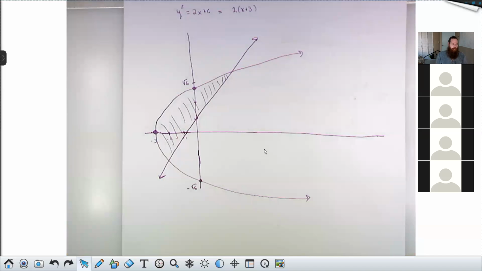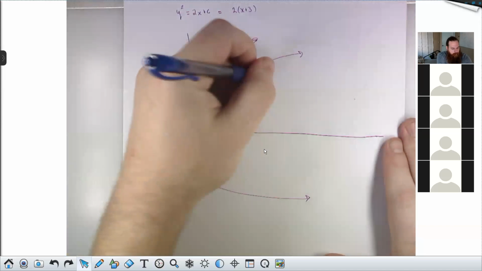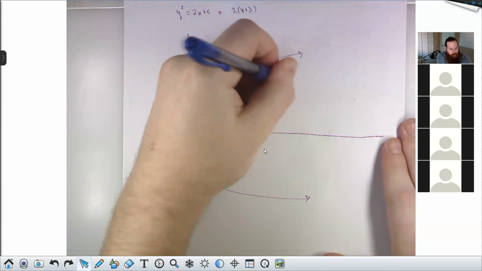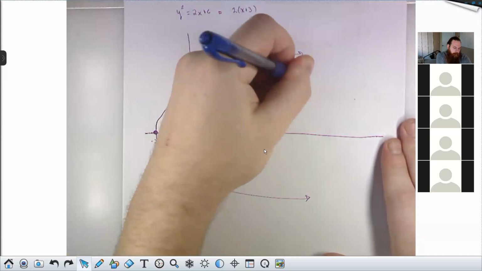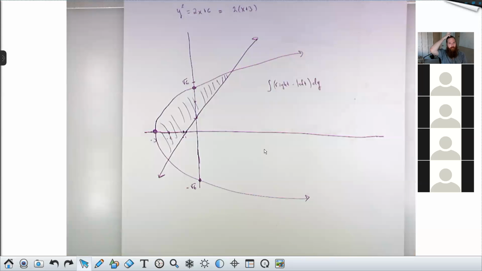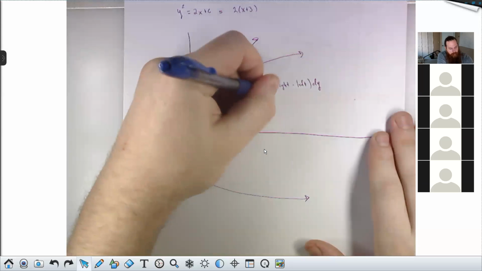The only other two things I need then are the bounds. So I want to integrate the right minus the left, and the integral will be done dy. But the question is, what's a and what's b?